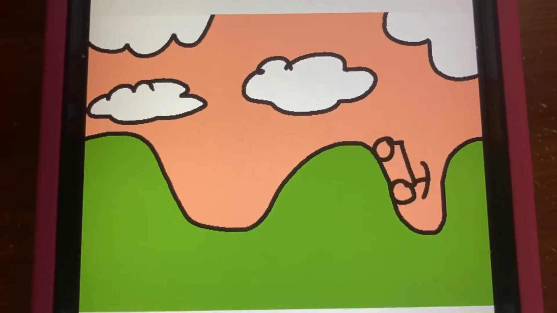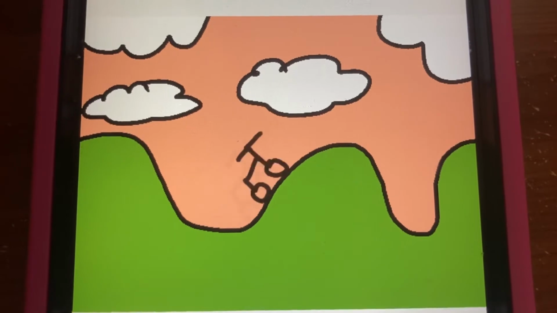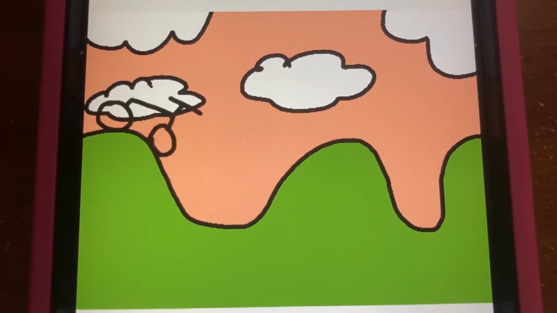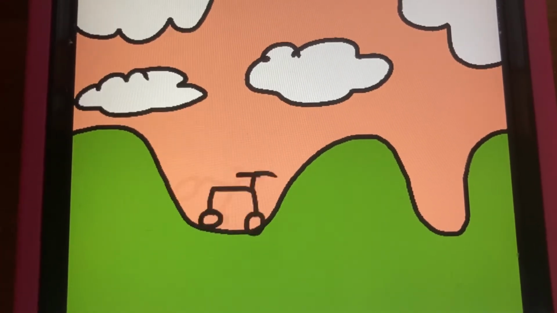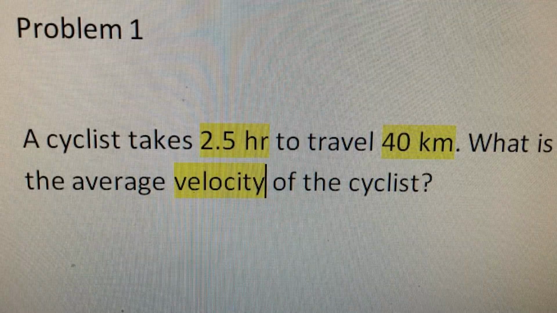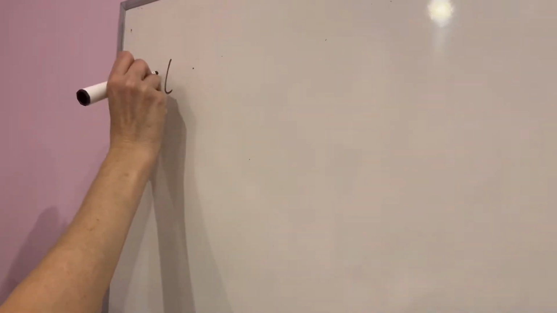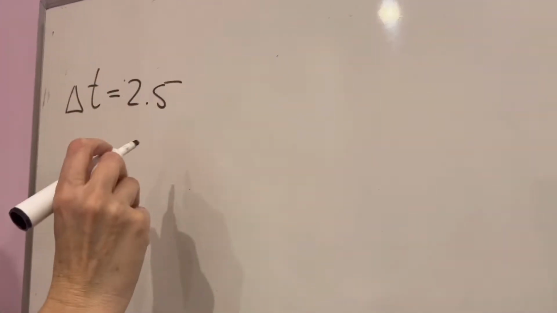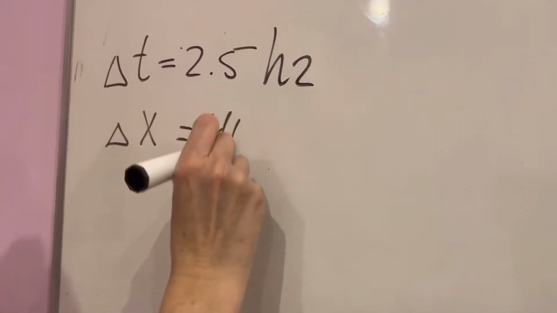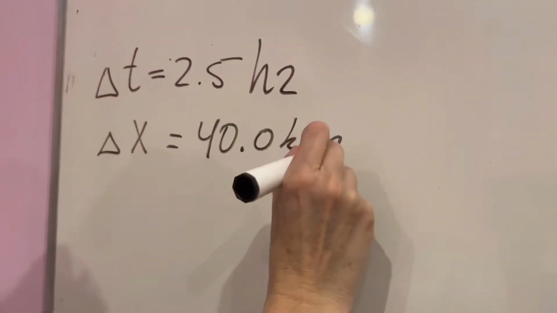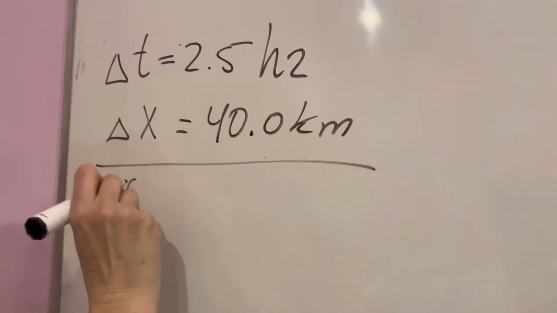Let's solve a problem. A cyclist takes 2.5 hours to travel 40 kilometers. What is the average velocity of the cyclist? Delta t equals 2.5 hours. Delta x is equal to 40 kilometers. So, we need to find velocity.